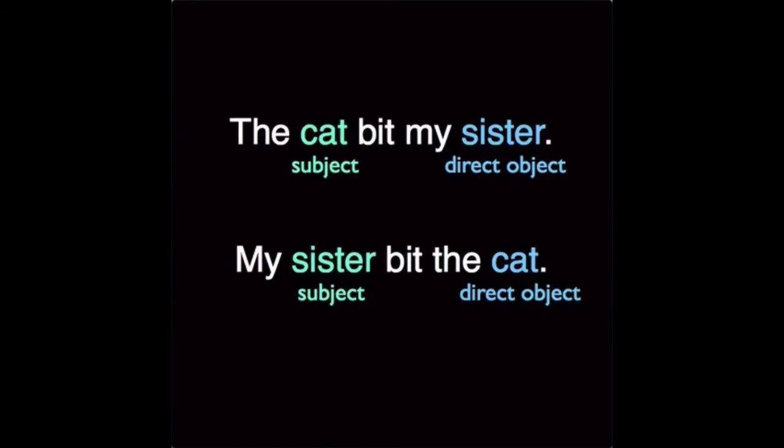These clearly mean two very different things, even though we're using the same words and the same forms of the same words in each sentence. So word order is the crucial element here that lets us know who's the subject, the cat or my sister, and who's the object. Here's an example that's a little bit more complex.